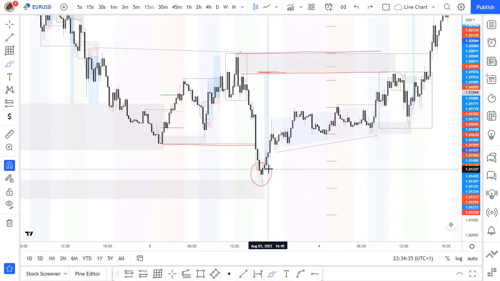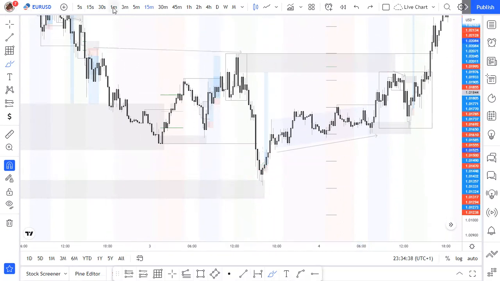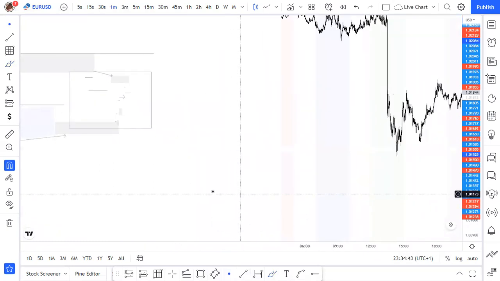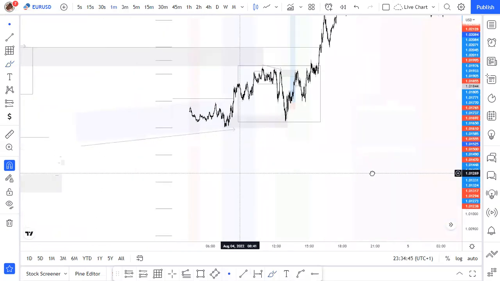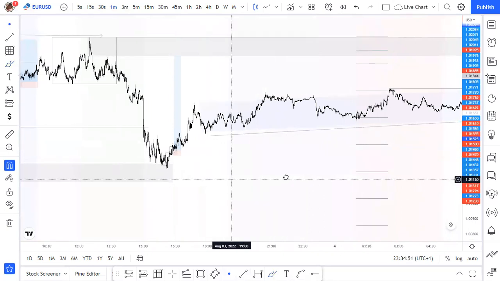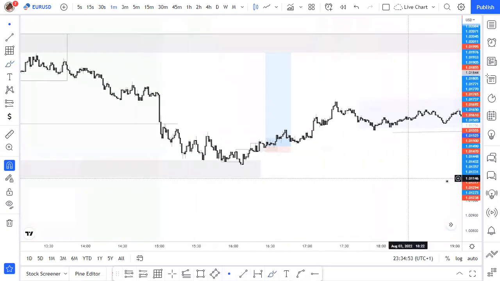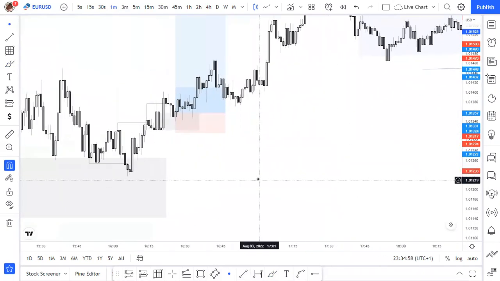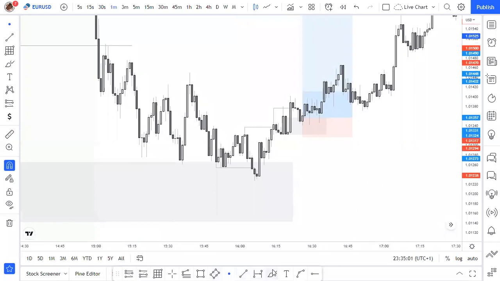Let me go to the 1 minute so I'll be able to explain to you how and why I took the buy from down here. See, my entry is the same thing, I just repeat whatever I did on the previous trade. I don't really change much.